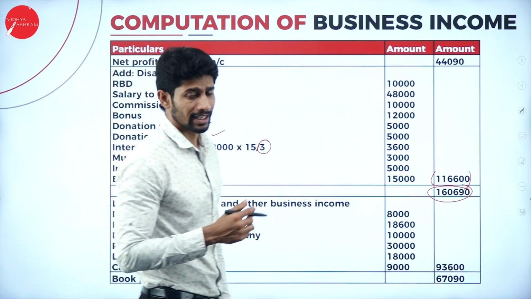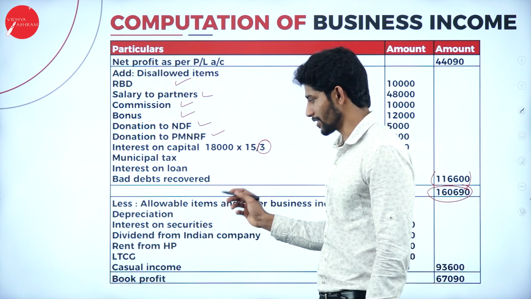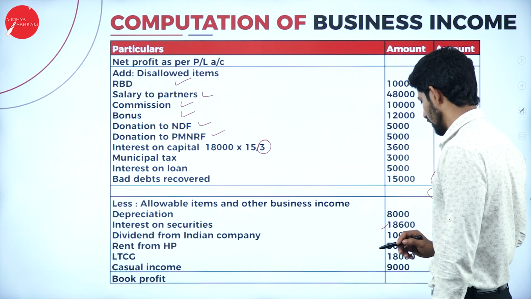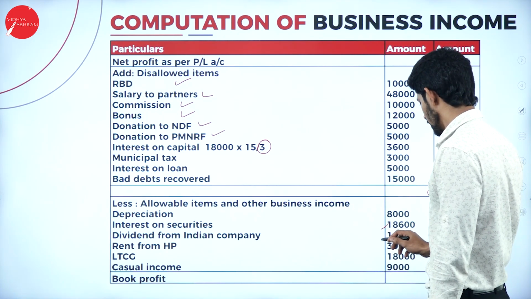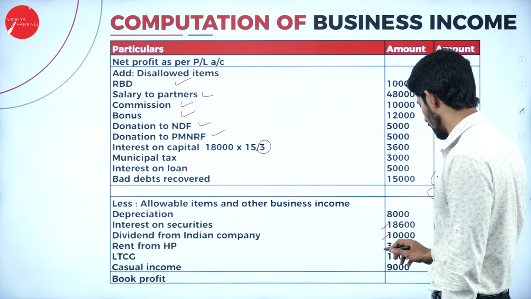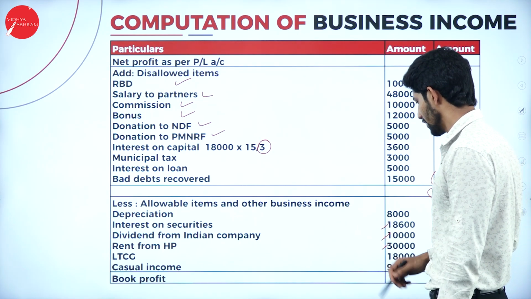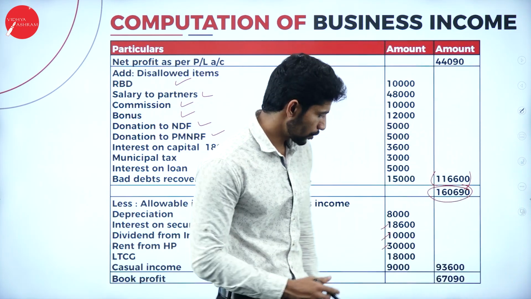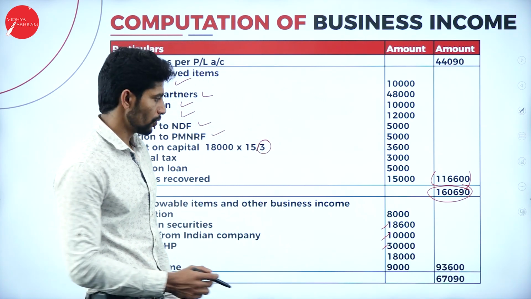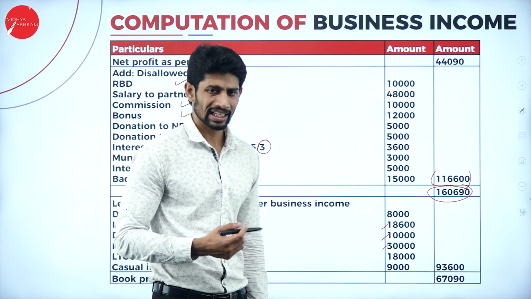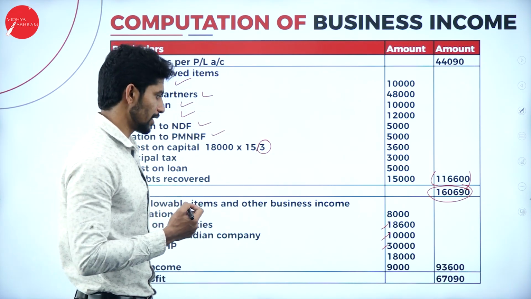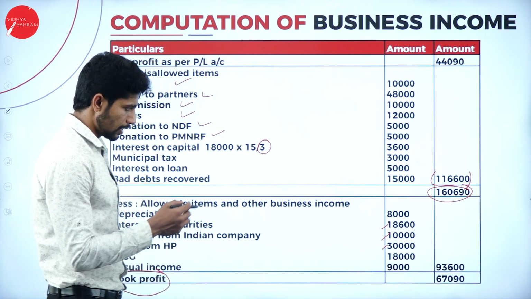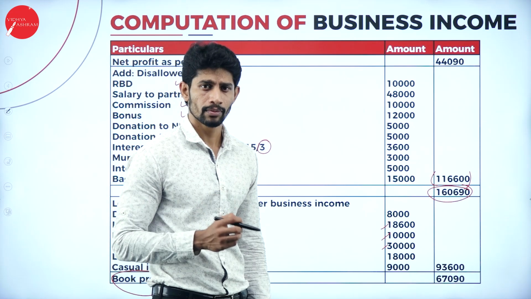Next, less allowable items and income other than business income. In that, the first thing is depreciation. You were supposed to claim it as an expenditure, but you forgot to claim. So depreciation 8,000. Interest on securities 18,600. Dividend from Indian company 10,000. Next, rent from house property 30,000. Long-term capital gain 18,000. Casual income 9,000. So total the value, you will get the total in the outer column 93,600. So deduct that 93,600 from 1,60,690, you will get the balance of 67,090 rupees. That 67,090 rupees is called what? It is called book profit.